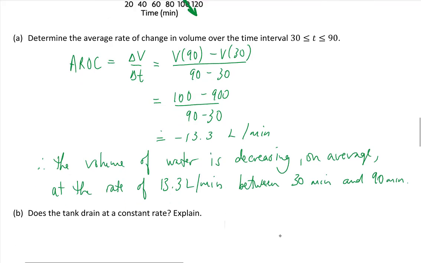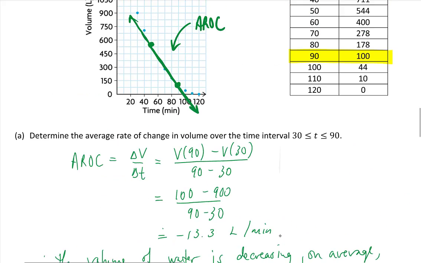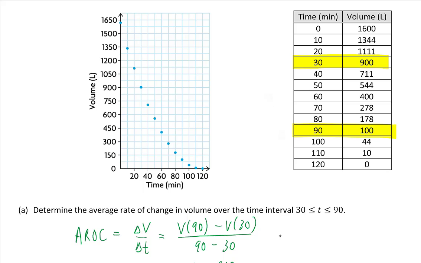Part B. Does the tank drain at a constant rate? And explain. So let's go back to our graph and take a few triangles here. So let's look at this one here. So this would be the slope triangle here. And let's take one down here. Notice how the heights of these triangles are changing. So they're definitely not the same slopes between points.